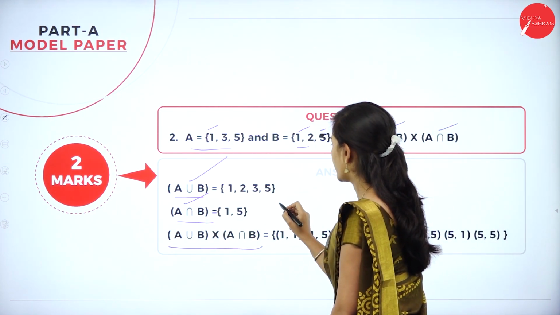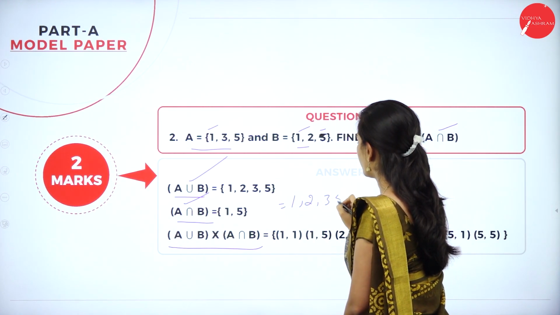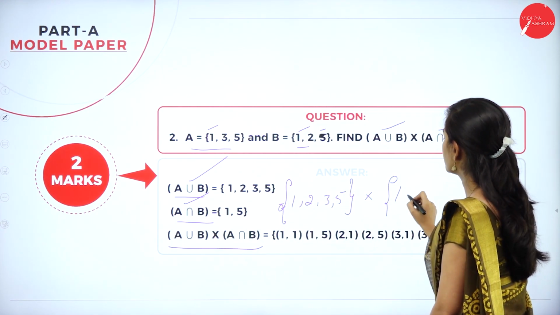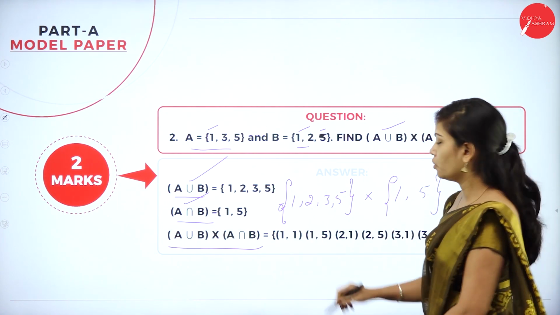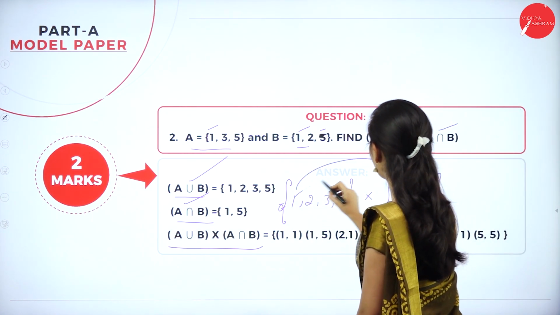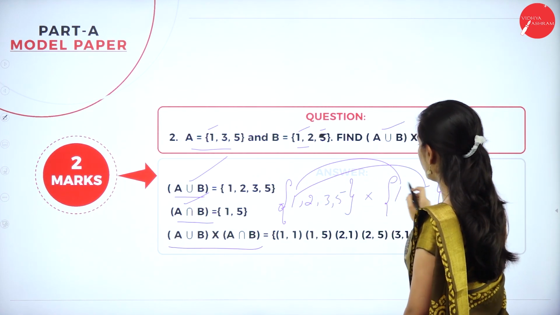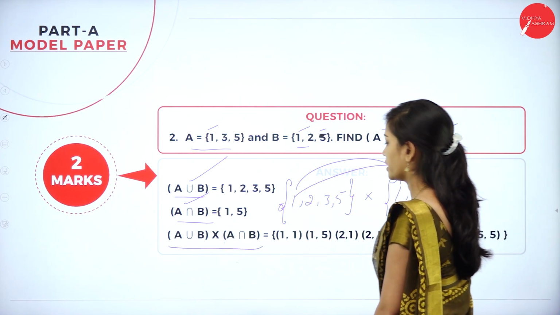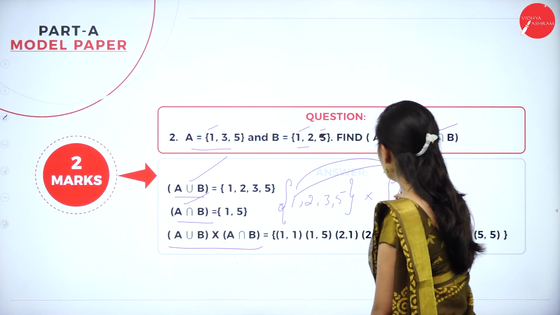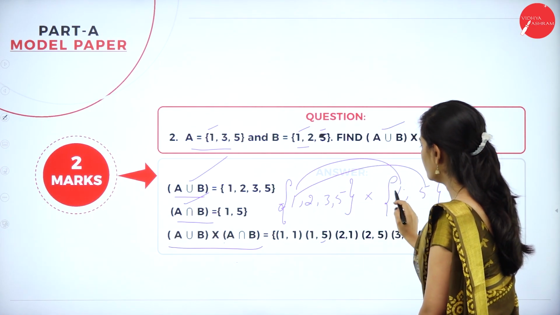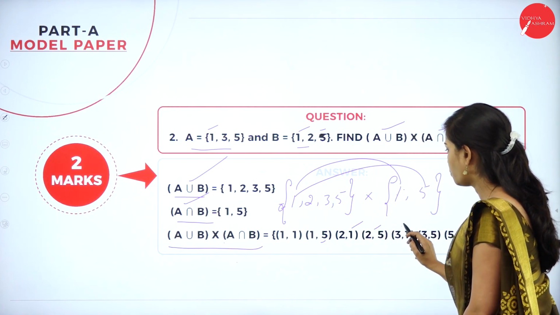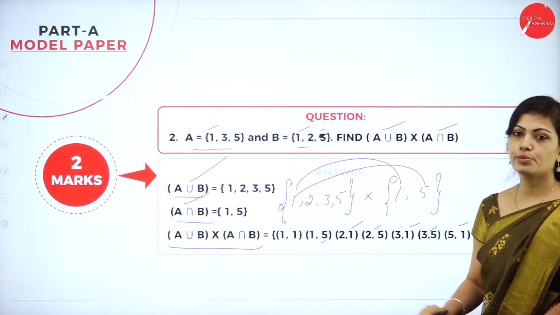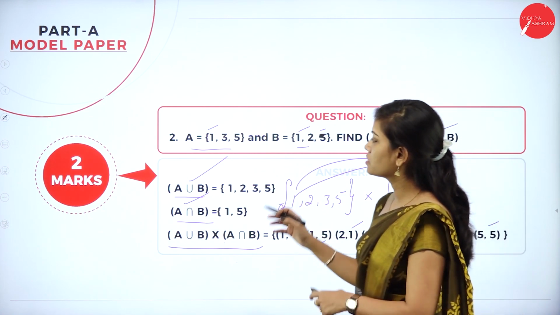Now first write down {1, 2, 3, 5}, that is A union B, into A intersection B, which is {1, 5}. Now the relation: 1 to 1 and 1 to 5, 2 to 1, 2 to 5, 3 to 1, 3 to 5, 5 to 1, 5 to 5. Clear? That is called multiplication, the product. So (1,1), (1,5), (2,1), (2,5), (3,1), (3,5), (5,1), (5,5). This is your answer.